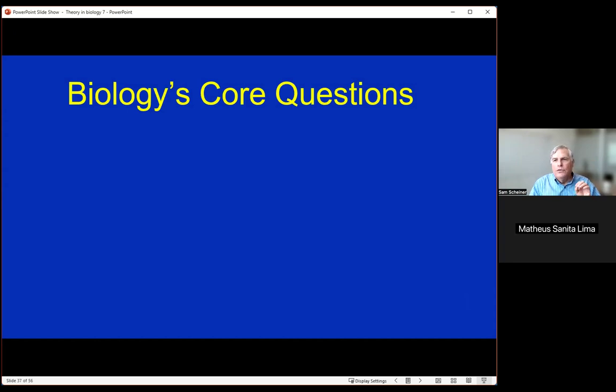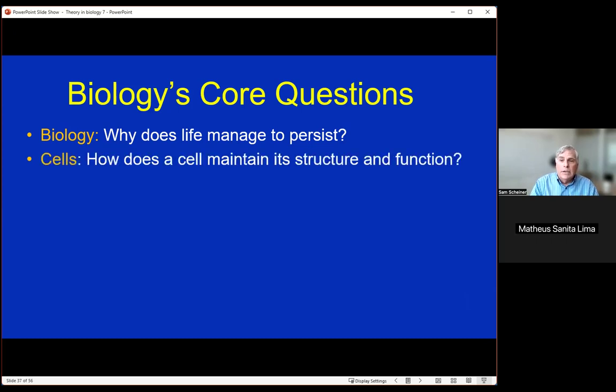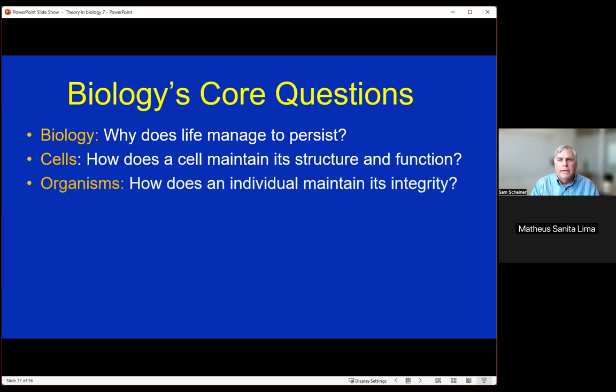So the six general theories, the theory of biology and then the five other general theories, actually define what I would say are biology's core questions. So for the theory of biology, the central question that all of biology is ultimately about is, why does life manage to persist from instance to instance or over geological ages? That ultimately is the question we ask as biologists. The theory of cells is really about how does a cell maintain its structure and function. The theory of organisms is how does an individual maintain its integrity, right? So how are we maintained from moment to moment as individual organisms?